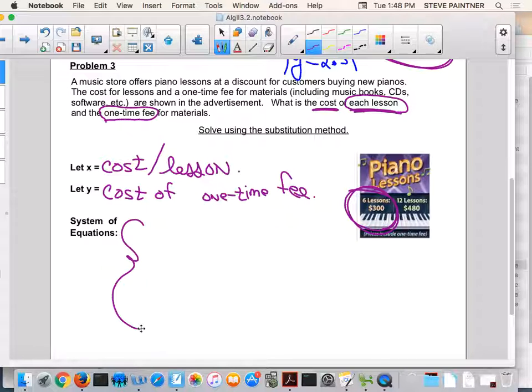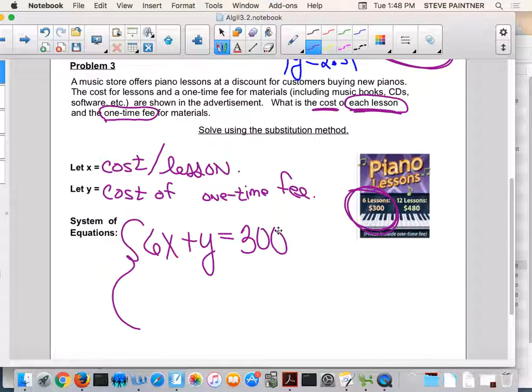Somebody tell me the equation so I can put it on paper. Taylor? 6x plus y equals 300. Okay, can we talk about this and just see if it makes sense to you? How many lessons do you get for $300? 6. Why does he say 6 times x? What's x now? Cost per lesson.